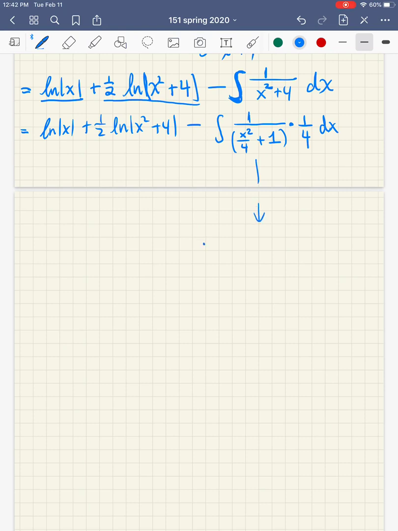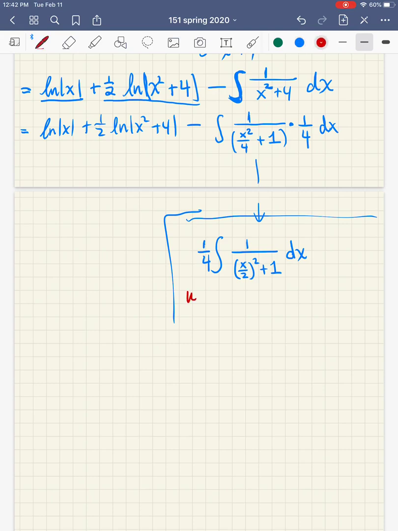And so let's just focus on this integral. So this is going to be 1/4 the integral. I'll make this an aside. So we have 1/4 the integral of 1 over, now x squared over 4 is x over 2 squared plus 1. And now I can use a u substitution one more time. This time maybe we'll do it in red. If u is x over 2, du is 1/2 dx. And so if I do this substitution, I'm going to get 1/4 times the integral of 1 over u squared plus 1. And then I need a dx.